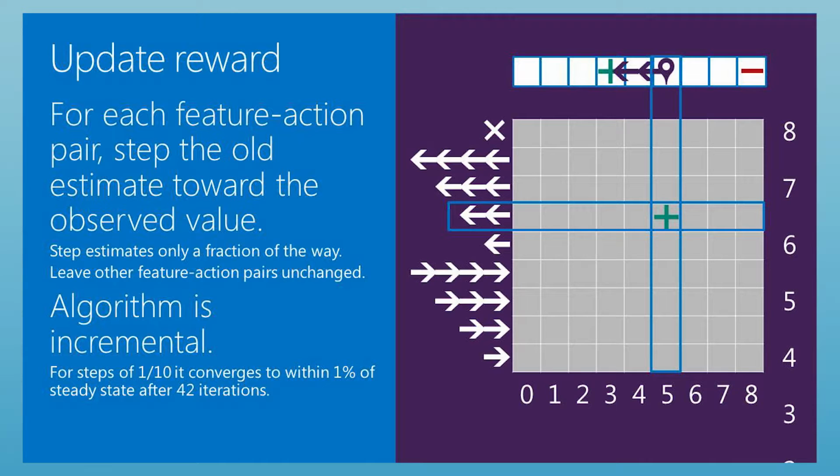So in this case, our agent is in state 5, position 5. And it moves 2 positions to the left, and it ends up in the reward position.